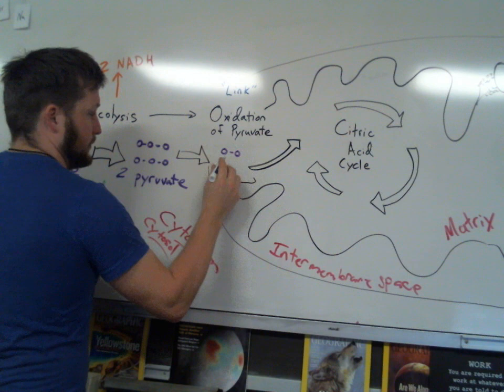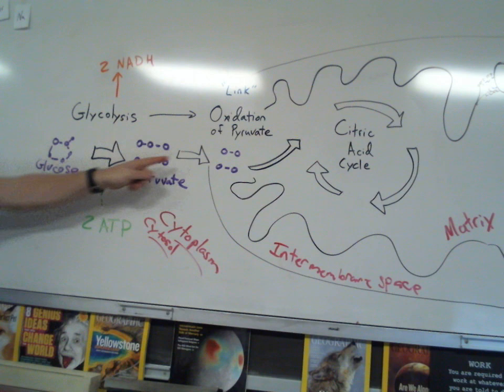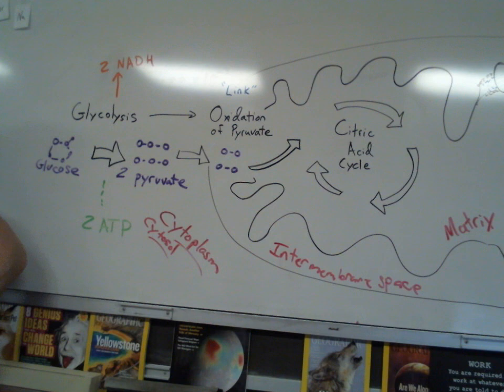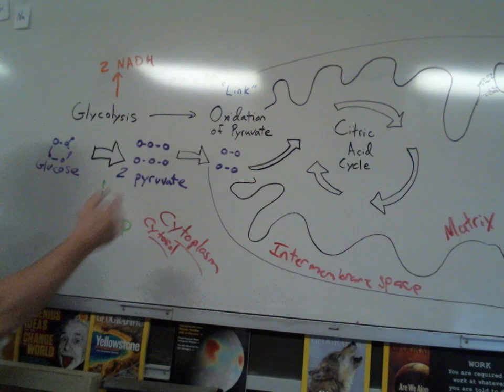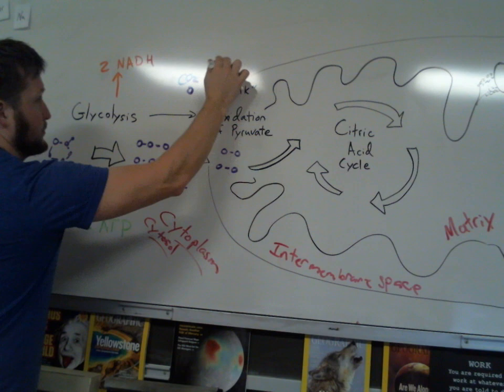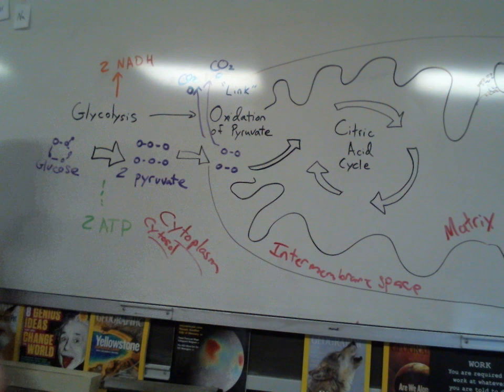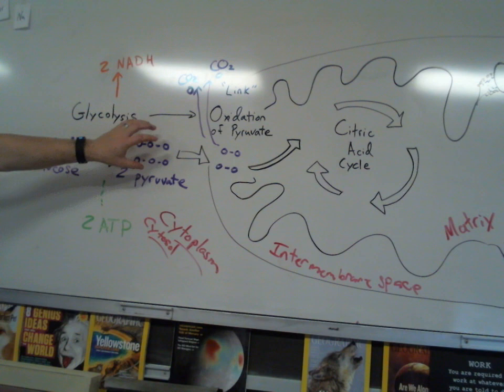Which means, what did we lose here? 6 carbons, 4 carbons. What did we lose when we oxidize something? Not oxygen, carbon dioxide. We've lost a purple, which is a CO2, and we lost another purple, a CO2. We want to count our purples. We have 2 carbons, we've lost 1.